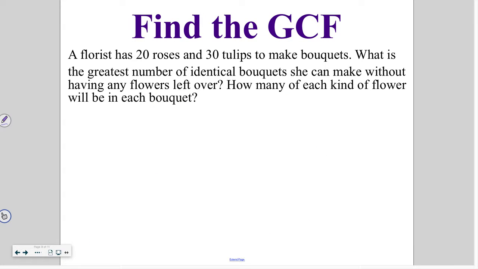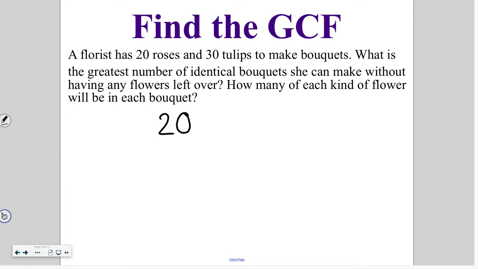Similar kind of setup here, we're just looking at a word problem. So our two numbers, we've got a florist that has 20 roses and 30 tulips to make bouquets. What is the greatest number of identical bouquets that she can make without having any flowers left over? And how many of each kind of flower are in each bouquet? So what this is asking us to do is figure out that greatest common factor, and that's going to tell us how many bouquets we can make.